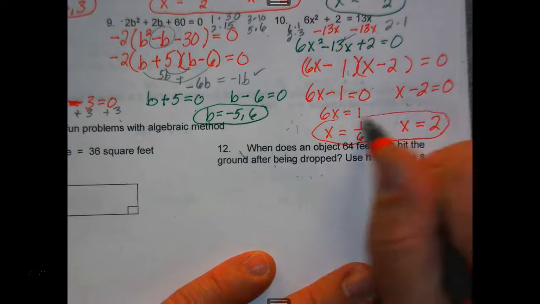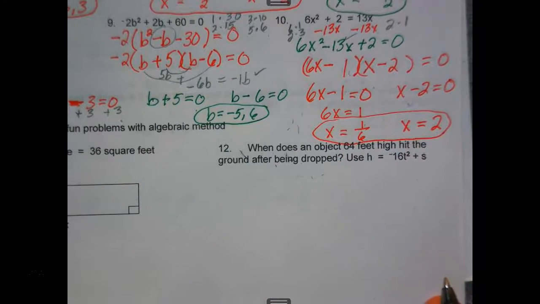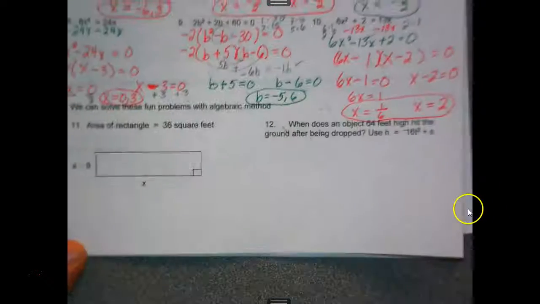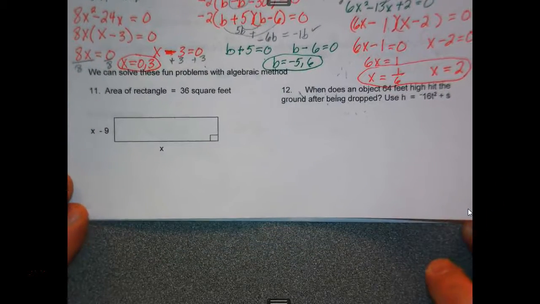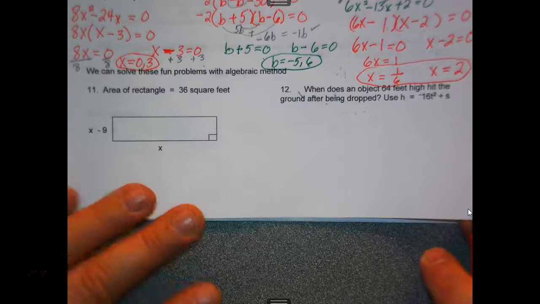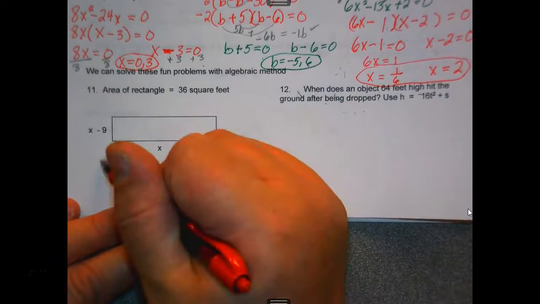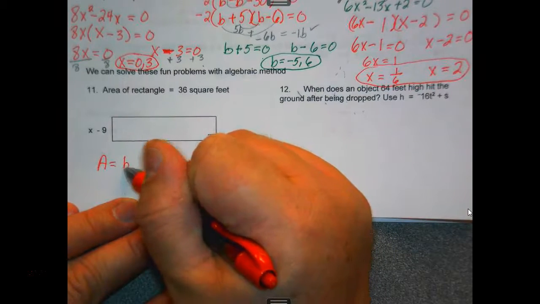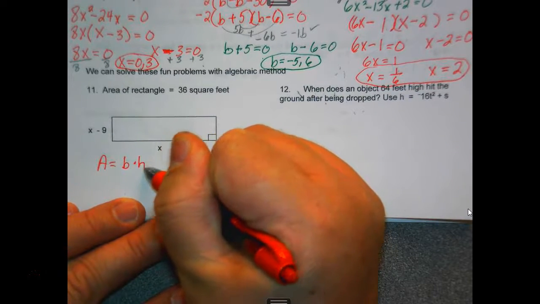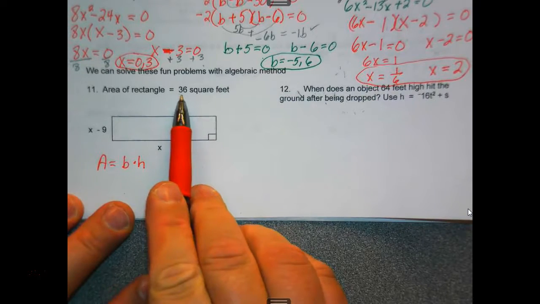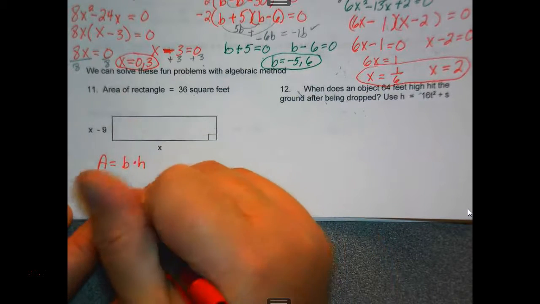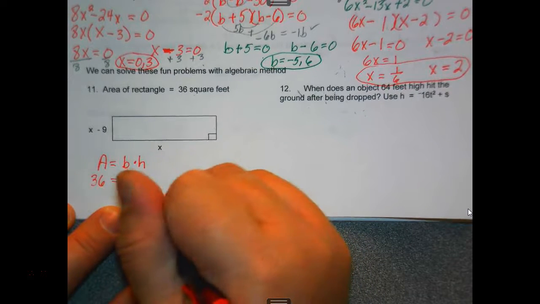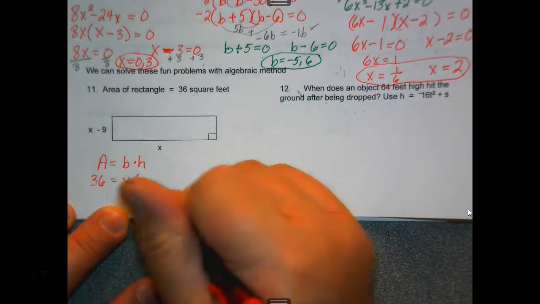Okay, 2 application problems, and then we're out of here. Area of a rectangle. What is the formula for area of a rectangle? Base times height, length times width. I don't care what you call it. Whatever it is. Okay, area is 36 square feet. My base is x. My height is x minus 9.